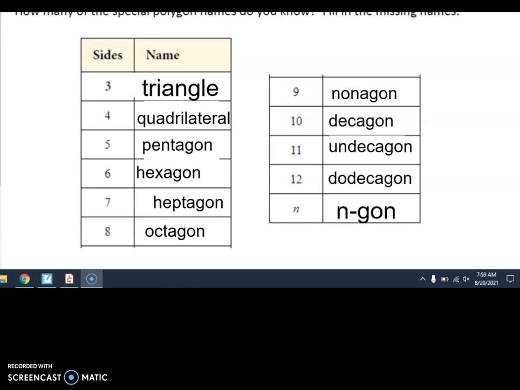Once you get past 10, going from 11 through 19, they generally have 2 prefixes put together. Un meaning 1 and deca meaning 10, so it's 1 plus 10 makes 11. Do means 2, deca means 10, so 2 plus 10 makes 12. Trideca for 13, and so on. The generic name we use is n-gon, n meaning any number of sides, and gon meaning sides.